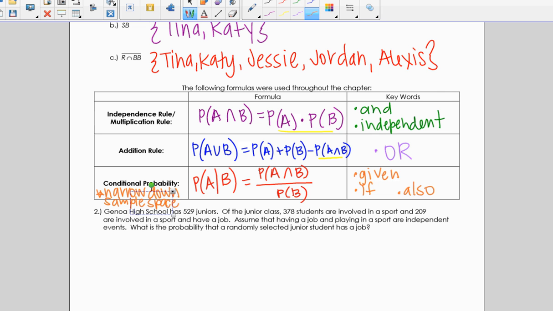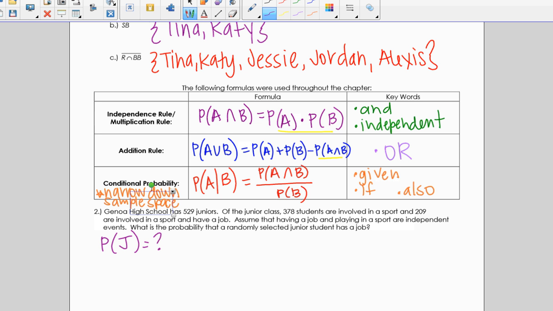So this one says Genoa High School has 529 juniors. Of the junior class, 378 students are involved in a sport, and 209 are involved in a sport and have a job. So there's a key word there. Assume that having a job and playing in a sport are independent events. Okay, so there's something else that's important. What is the probability that a randomly selected junior has a job? Okay, so I always write out what I need. I'm looking for the probability of a job. Okay. Junior doesn't come into play here because everybody's a junior, so it doesn't have an effect on probability.